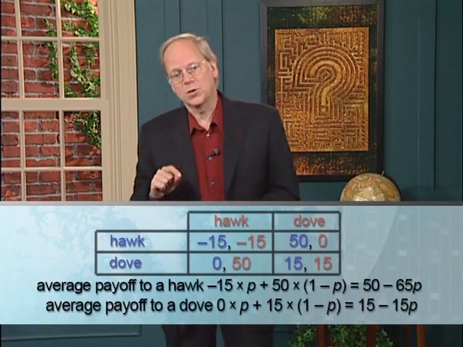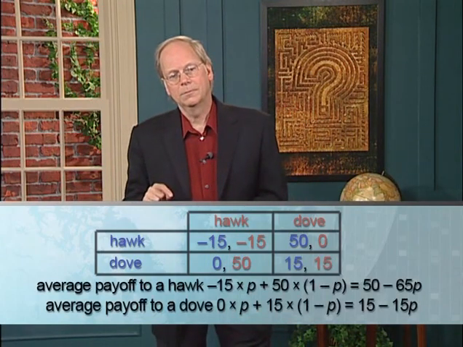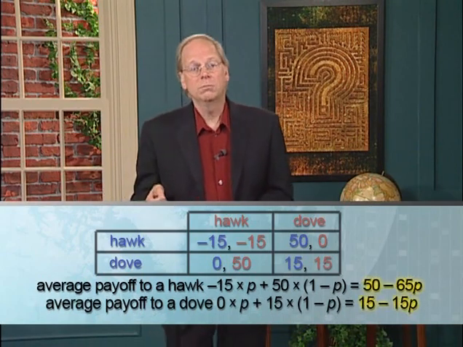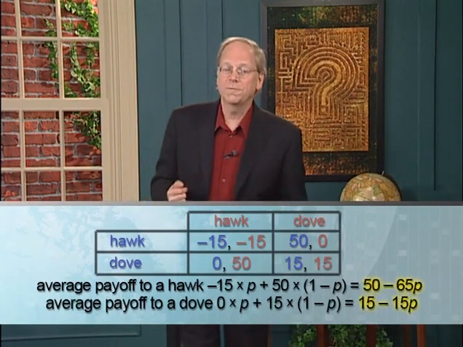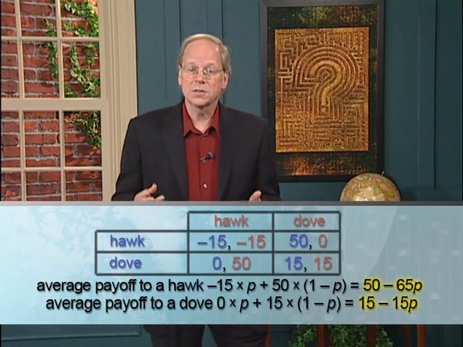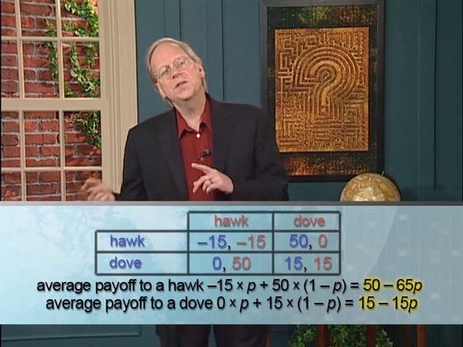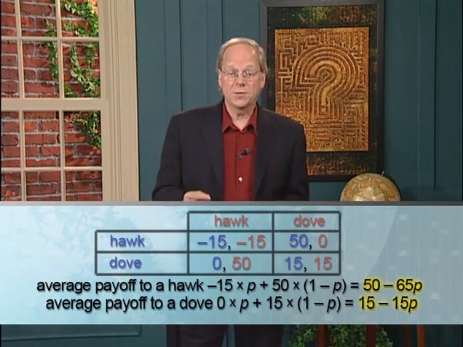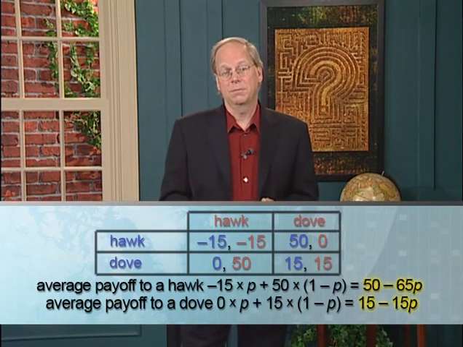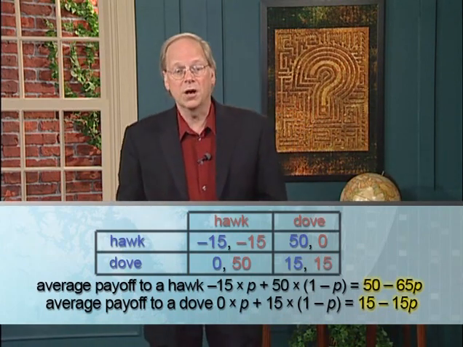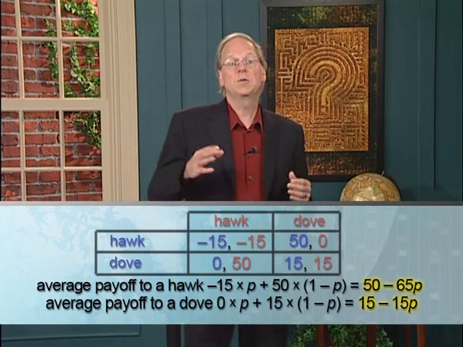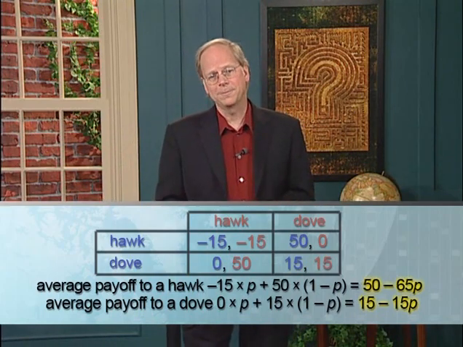Look at the fitness functions. Sure enough, if P is small, not many hawks, then hawks are more fit. If P is big, lots of hawks, then doves are more fit. Set these 2 equal and you'll find out that they come out to be equal when P is 0.7. If the population is 70% hawks, then both hawks and doves are equally fit, a fitness of 4.5.